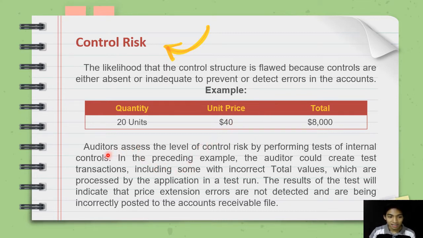Auditors assess the level of control risk by performing tests of internal controls. In the preceding example, the auditor could create test transactions, including some with correct total values, which are processed by the application in a test run. The results of the test will indicate that the price extension errors are not detected and are being incorrectly posted to the accounts receivable file.